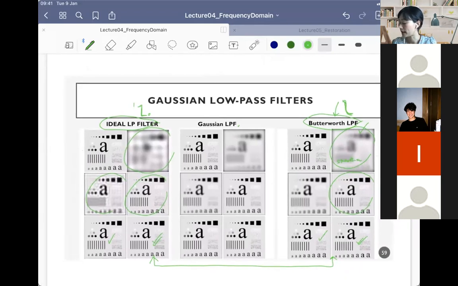Okay, so this is the comparison. The Gaussian and the Butterworth are not so much different in the result compared to the ideal filter.